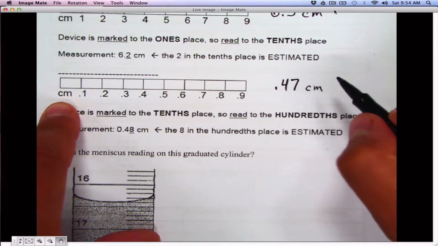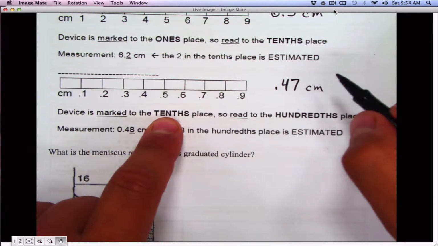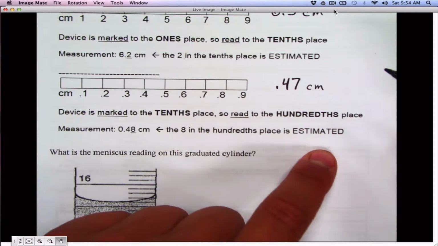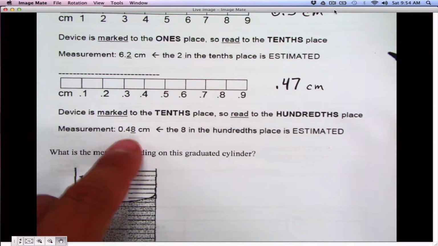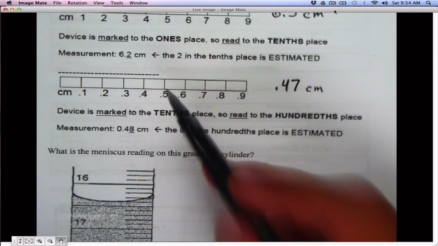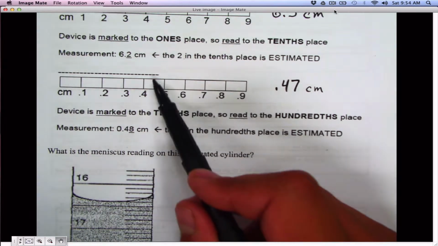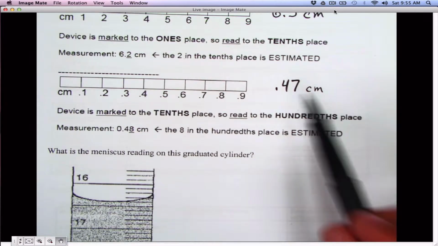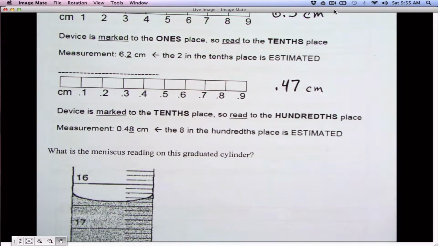All right, let's check to see how we did. The device is marked to the tenths. Yep, we got that. So read to the hundredths place. The measurement's 0.48. We were right on. So 0.47, 0.48 are good. It's not going to be 0.49 because that would be really close to the line, which this is not. And it's not going to be 0.46 because that would be really close to halfway. So 0.47, 0.48 would be really, really good measurements.